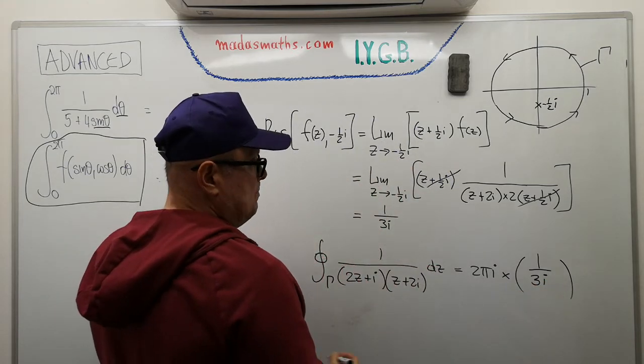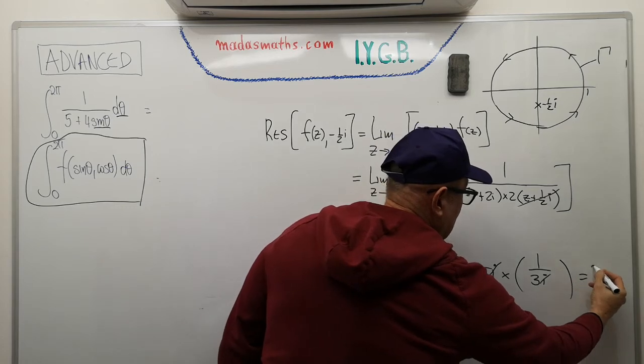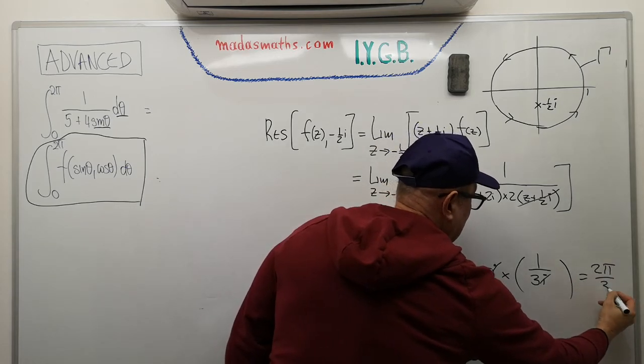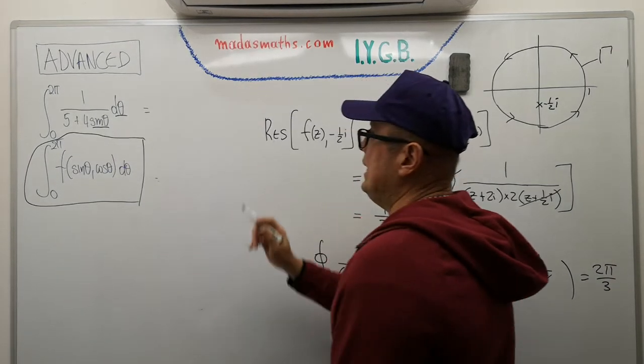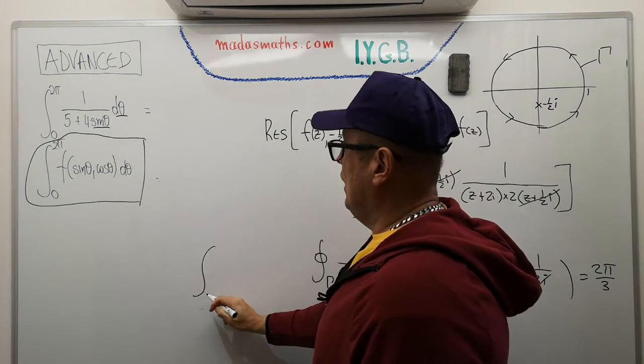And this is actually rather nice because, of course, the i's will cancel. So the answer that I'll get for this is just 2 pi over 3. Is this my answer to my integral? The answer is yes, indeed. Let's just check what we've just done.